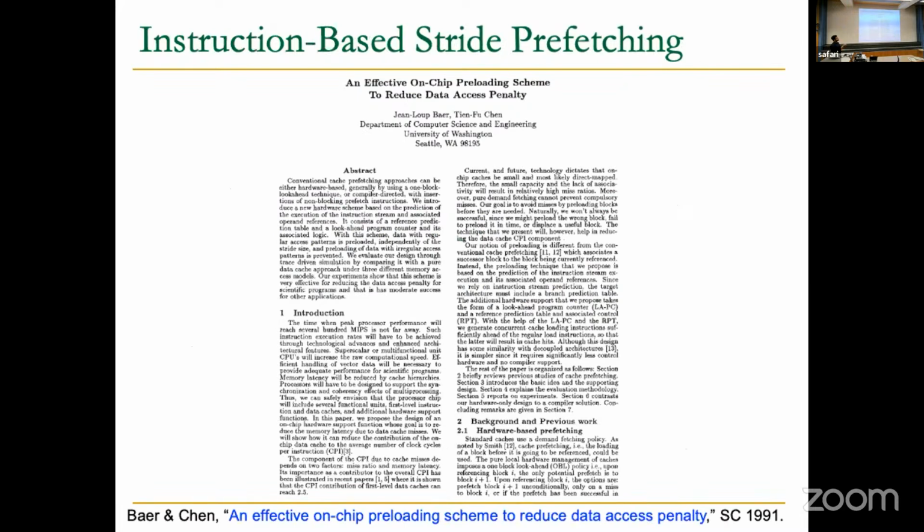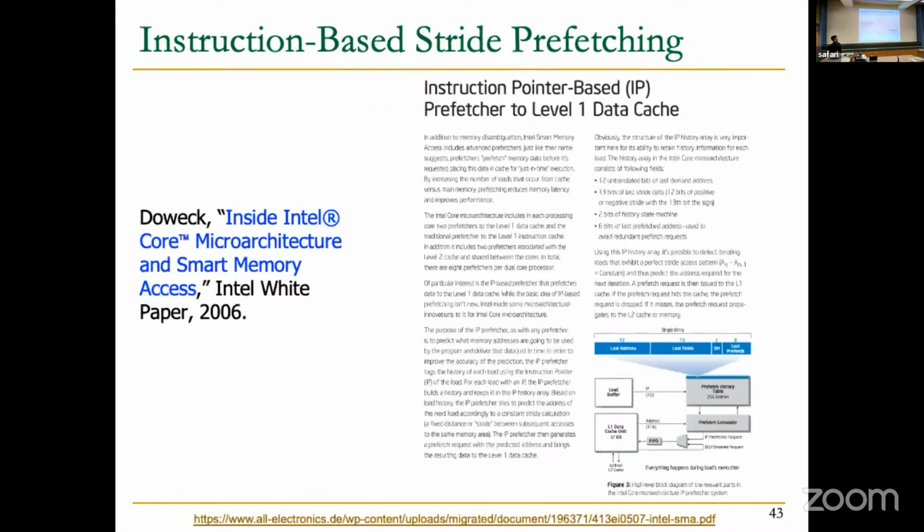So that's the paper that introduced the concept of program-counter-based stride prefetching. As you can see, this is from 1991, pretty old. Intel has something like this using the instruction pointer. They call it the instruction pointer, but it's essentially the same as the program counter. So they have a program-counter-based stride prefetching algorithm inside their products, right? The processors that we use.